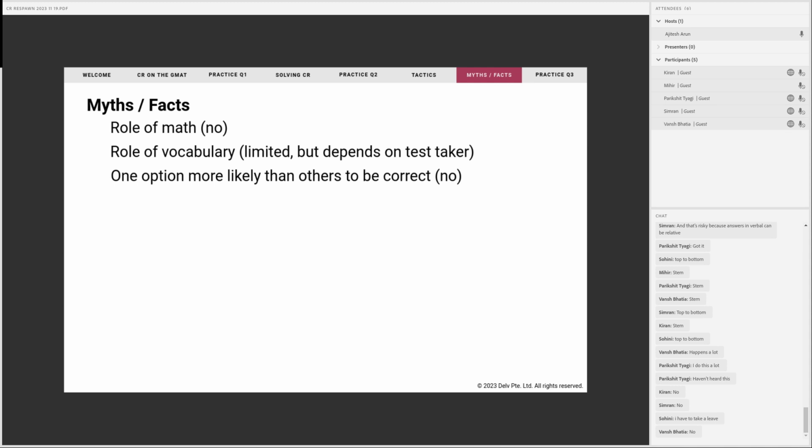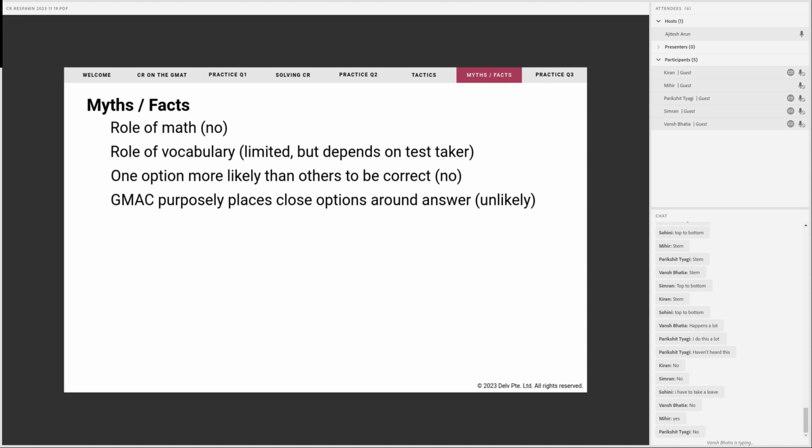So that's it. There's no option that is more likely to be correct. Every option has pretty much the same probability of being correct as the others. Now, how about this one? Some people think that the GMAC purposely places very close options right next to the correct answer. Have you heard anything like this?